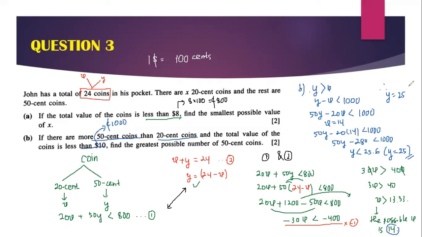So for question 3, the answer is there are 14 20-cent coins, and for question B, there are 25 50-cent coins. Is it clear to you, everyone? Yes, sir.